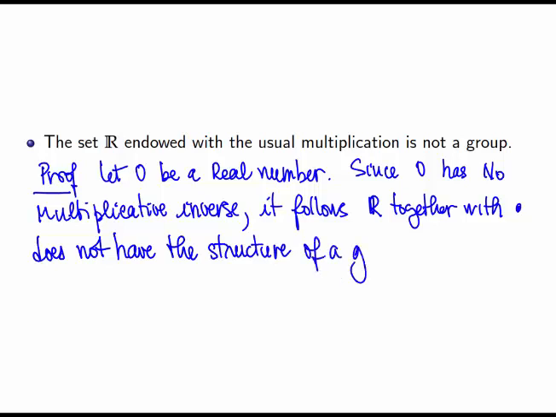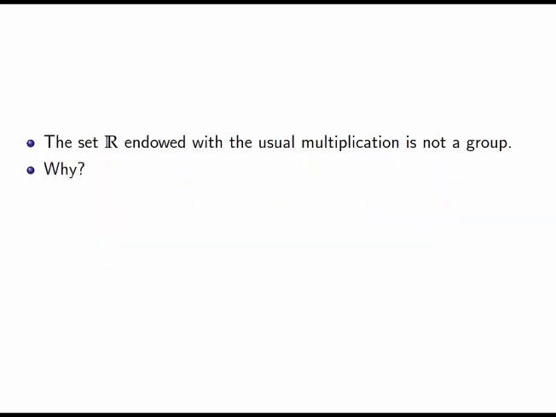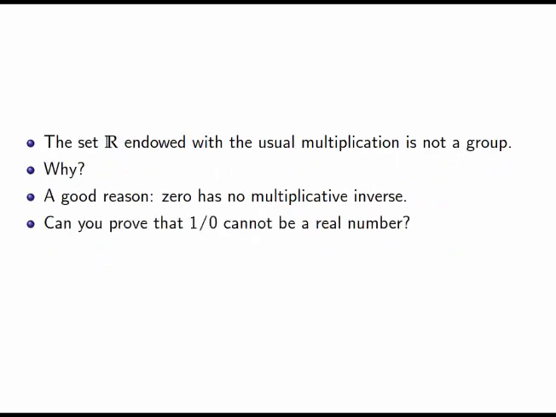Now my challenge for you is to try to justify in a fully satisfactory manner that 1 over 0 is not a real number. So can you explain why 1 over 0 is not a real number? Okay, try that.